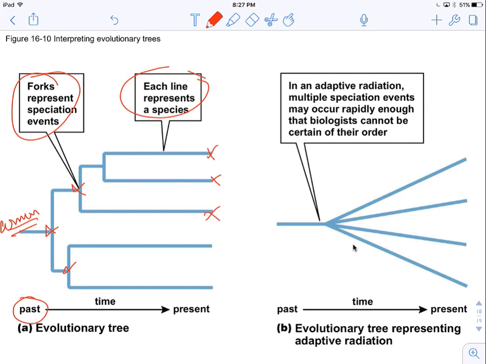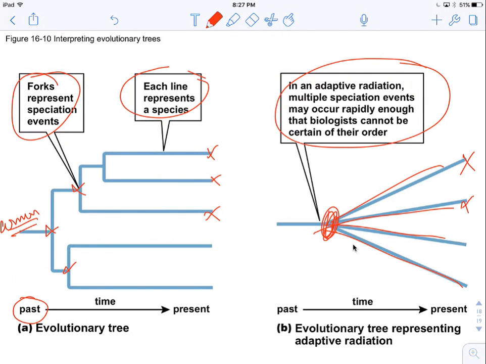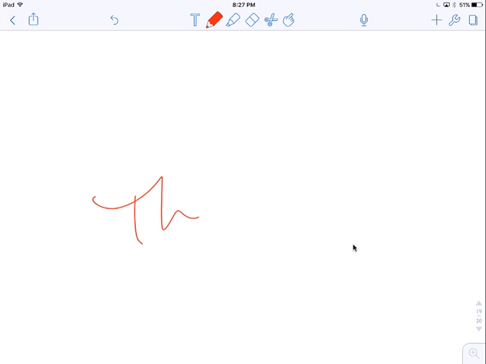If you have an adaptive radiation, with a lot of speciation events occurring so fast that we can't figure out their order, it just fans out like this. So here are the speciation events, and here are our 4 different species. That's it.